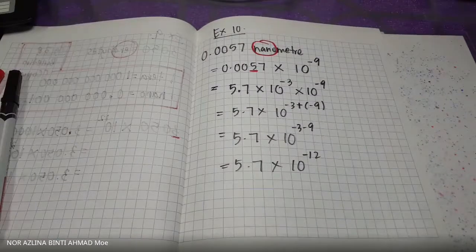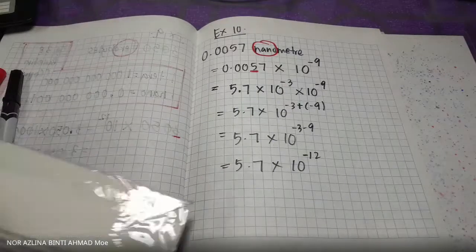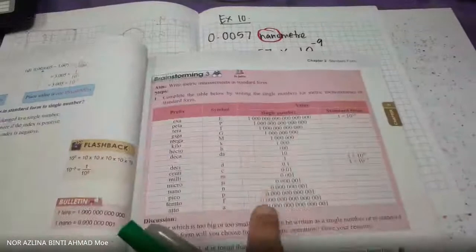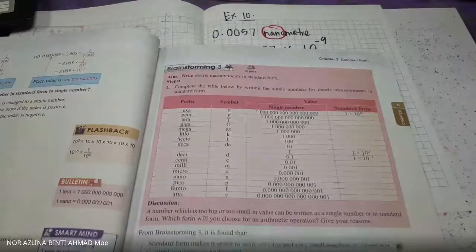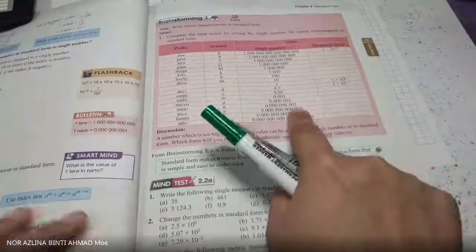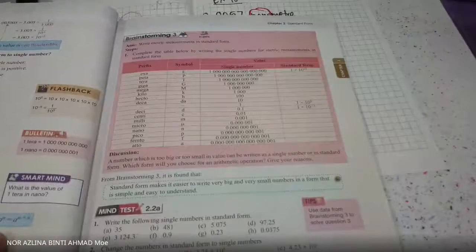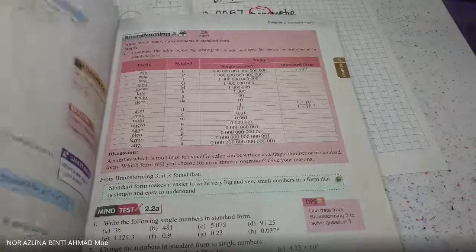Your homework, please copy and complete this table. Page 39. Okay, page 39. This table and mini test 2.2a.